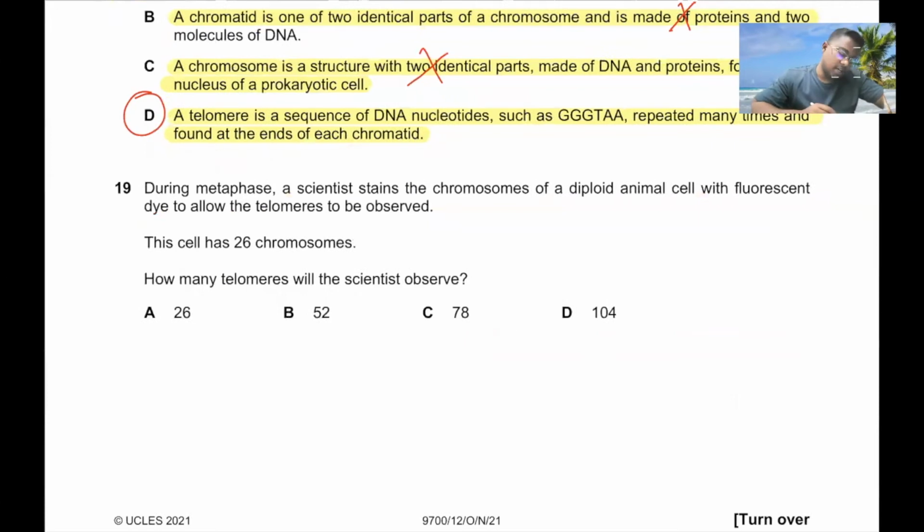Question number 19. During metaphase, a scientist stains the chromosomes of a diploid animal cell with fluorescent dye to allow the telomeres to be observed. This cell has 26 chromosomes. How many telomeres will the scientist observe? So if the cell has 26 chromosomes, each chromosome will have four telomeres. So 26 into 4, 104. D will be the correct answer.